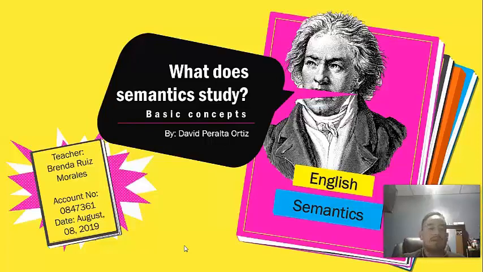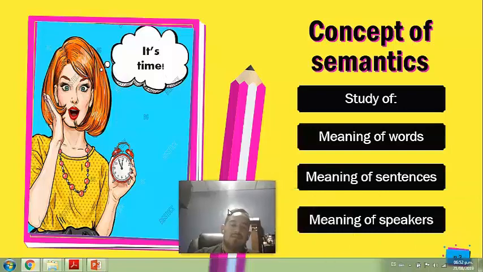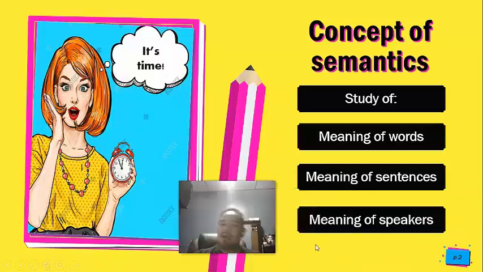So let's start. First of all, we need to address what is the meaning of semantics? What is the concept of semantics? Semantics, in simple terms, is the study of the meaning of words, the meaning of sentences, and perhaps most important, the meaning of speakers. What a speaker tries to convey when he's using a series of words or a single word in his speech.